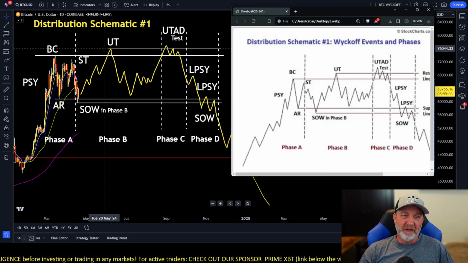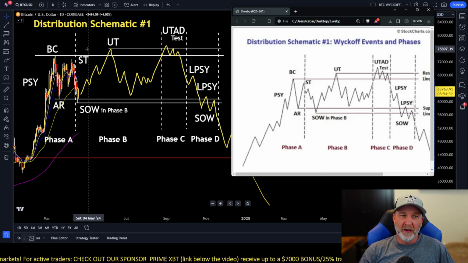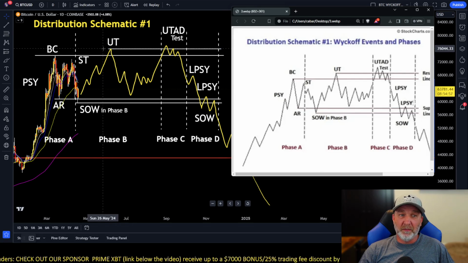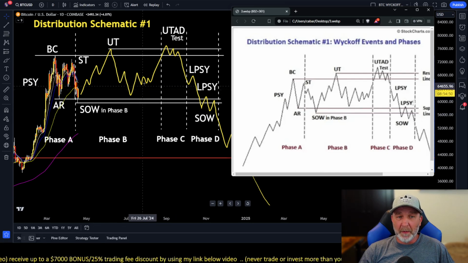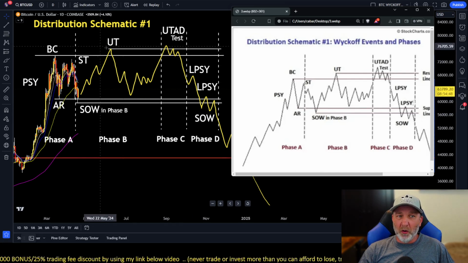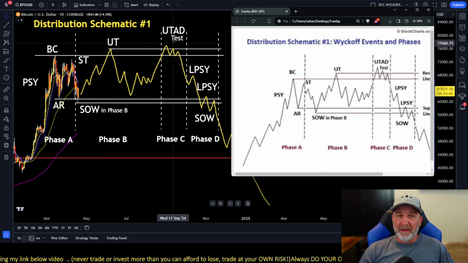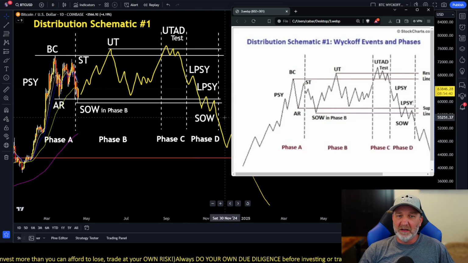Now that would say we get up to another high to approximately 75,750, but that would take a while. That would take probably to the end of this month. Actually, probably to the end of next month if this was to play out. And then we come back down, and this would be phase B. Then we get one more thrust past our upthrust, and this is after distribution, right? Get one more push up and then the continuation down.